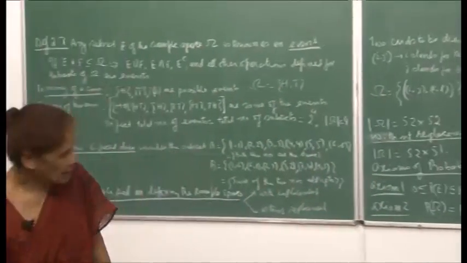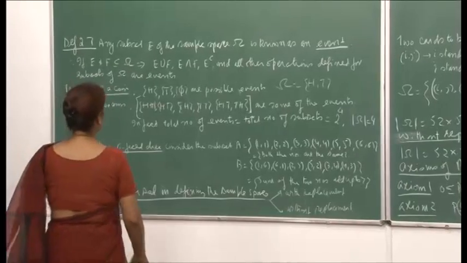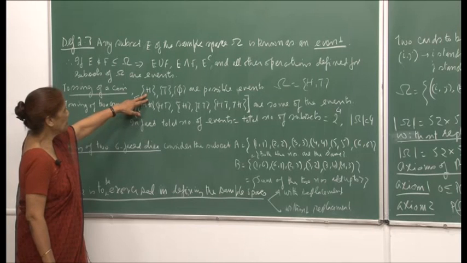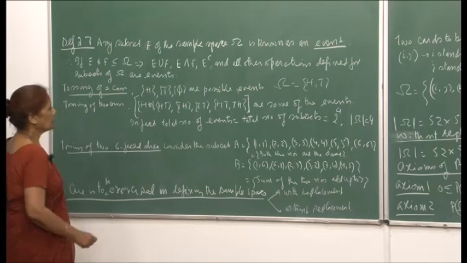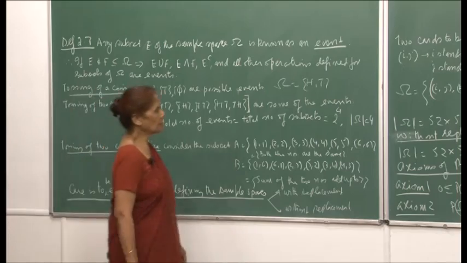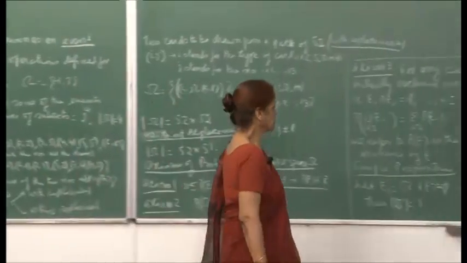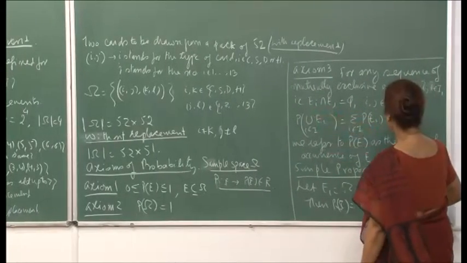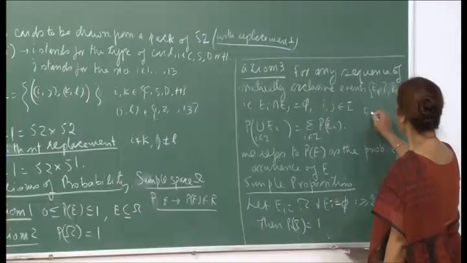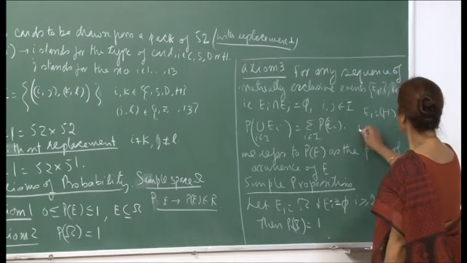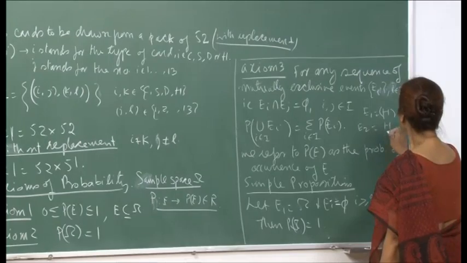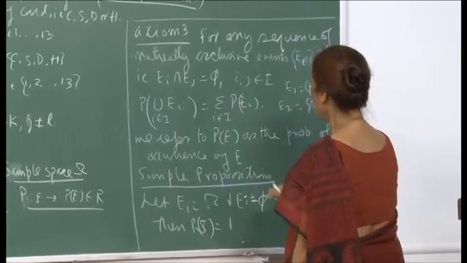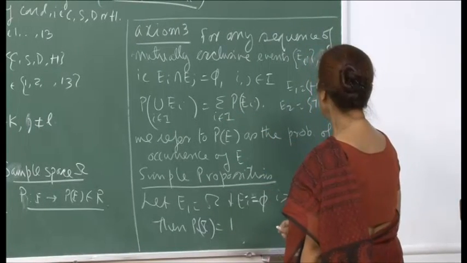Now, in this case, if you look at this, you want to compute the probability of, let us say, H and T. So, if I take my subsets here, in the first example my E 1 would be H, E 2 will be T, right.